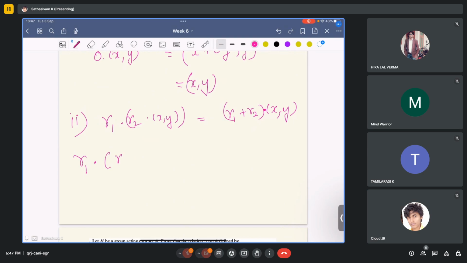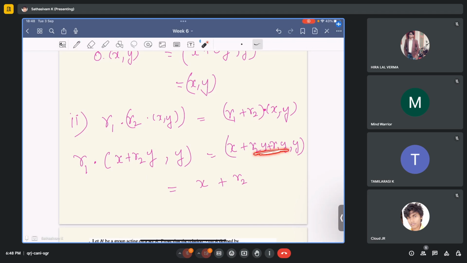So this is R1 acting on X plus R2Y, comma Y. And this is again an X term now. This became my X term, and this is the Y term. So that's plus R1Y. If you write it, you can write it as X plus R2, using the properties of real numbers. So here we get R2 plus R1 times Y, comma Y.